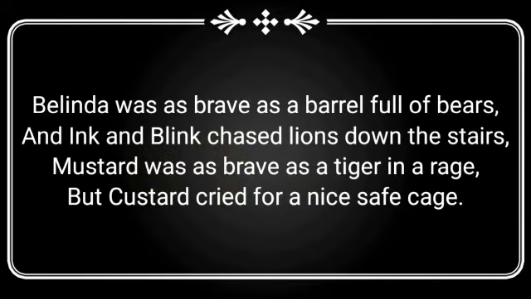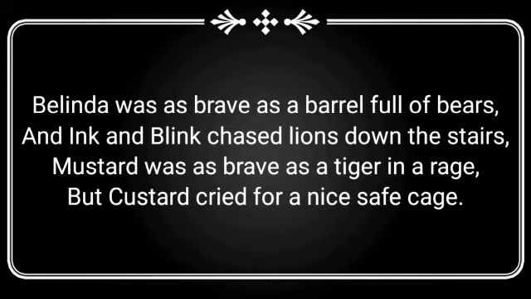Moving on to stanza 4. Belinda was as brave as a barrel full of beers, and Ink and Blink chased lions down the stairs. Mustard was as brave as a tiger in rage, but Custard cried for a nice safe cage.